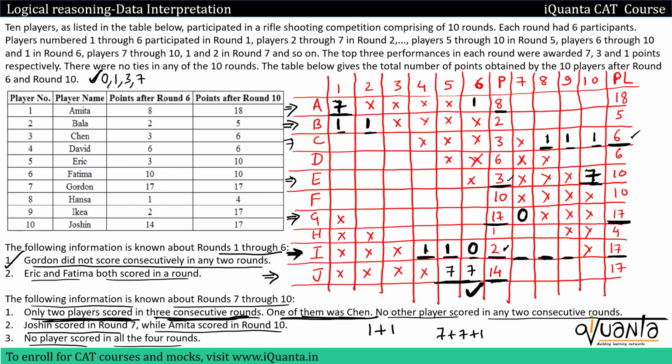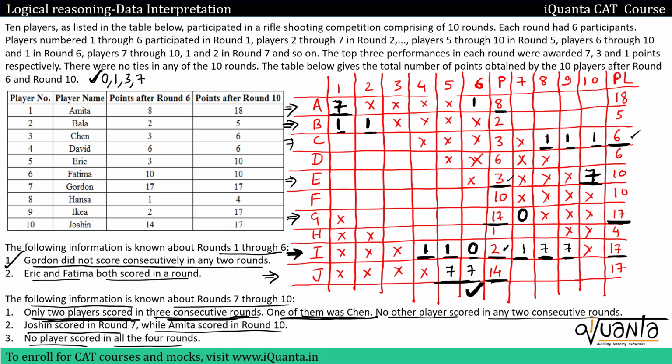But how can we give those points? Can we give 1 to I in round 9? No, because then in round 9 we'll have 2 players having 1 point. That means it is a tie, which is violating the given condition. There should be no tie. He cannot score 1 point in round 8 as well, because then these two will have 1 in round 8. So in these two rounds we'll give 7, 7, and in round 7 he'll score 1. So I will get 7 points here, 7 points here, and 1 point here.